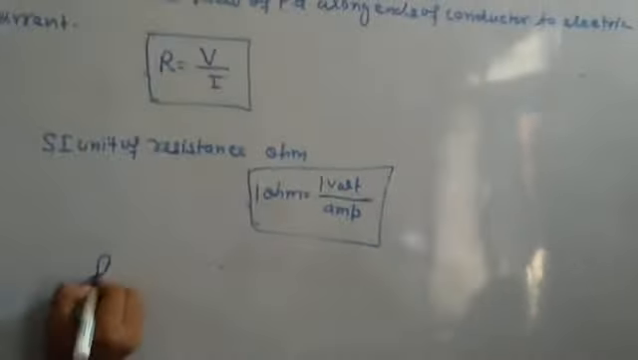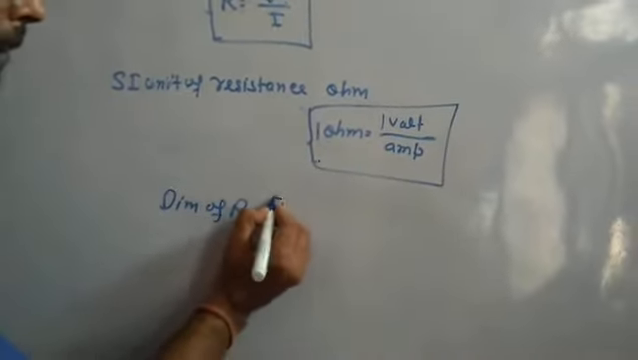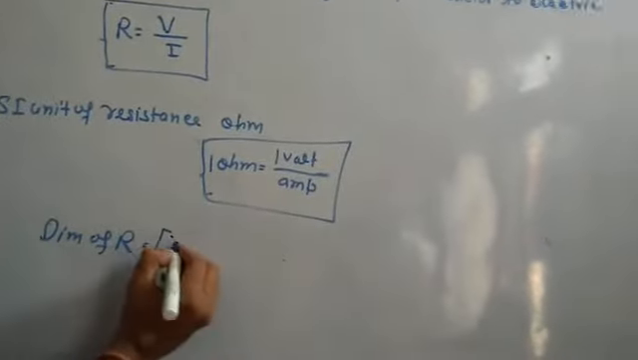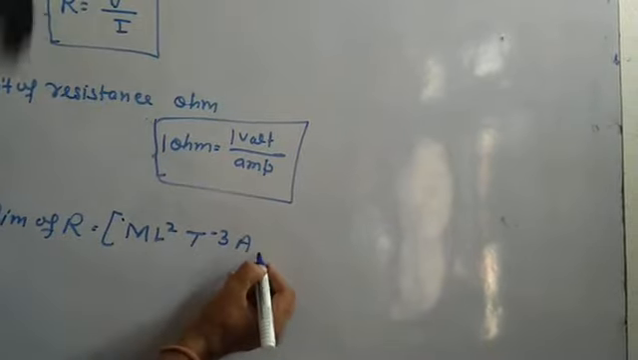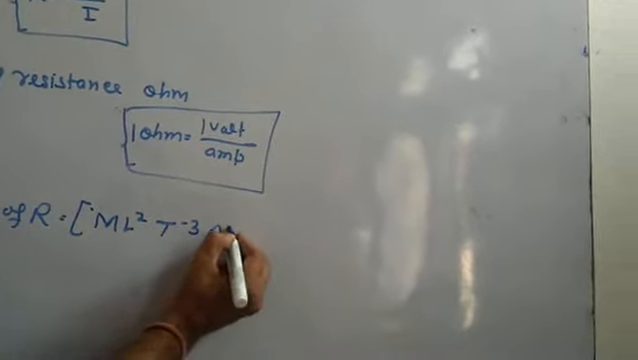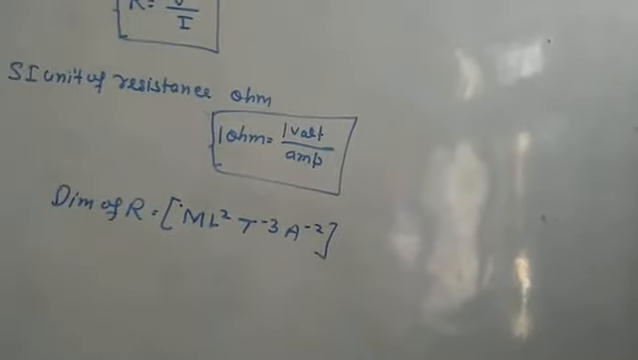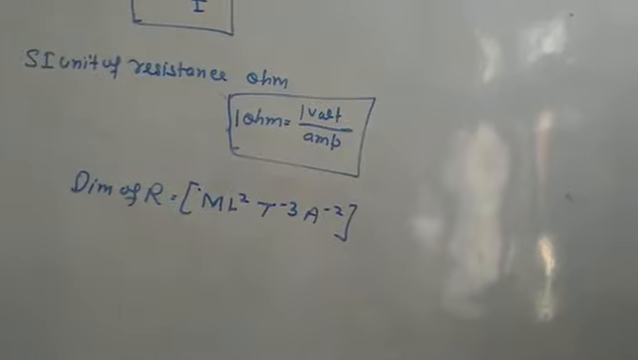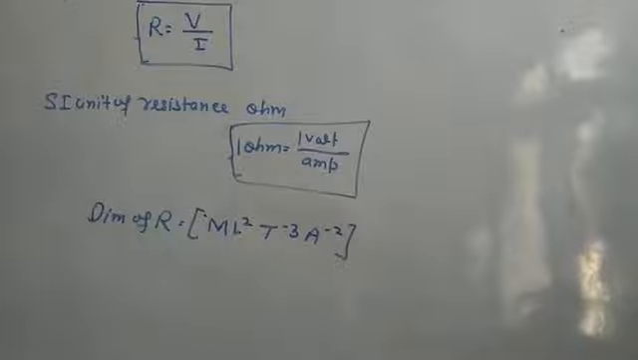Dimension of R: M L power 2 T power minus 3 A power minus 2. Write down this. If any confusion, ask the question.